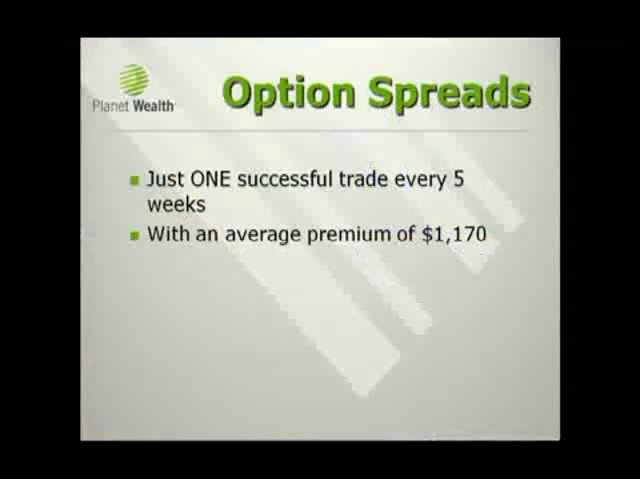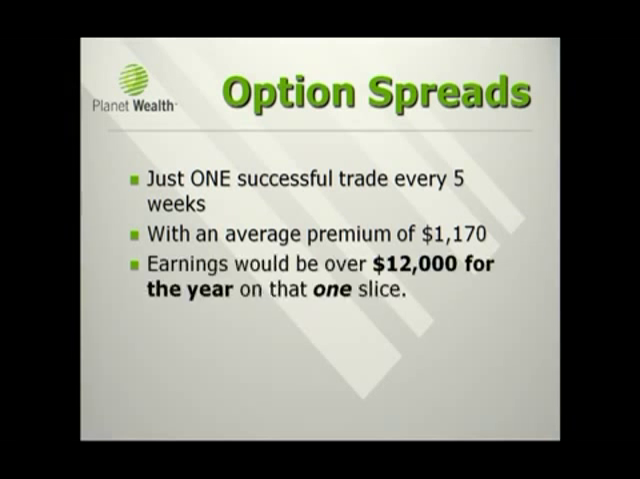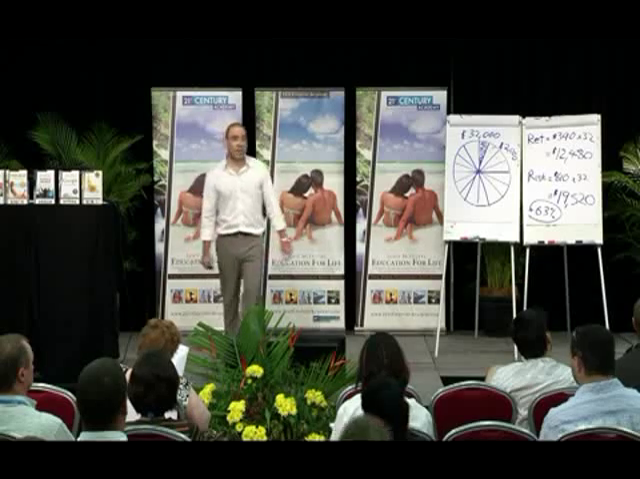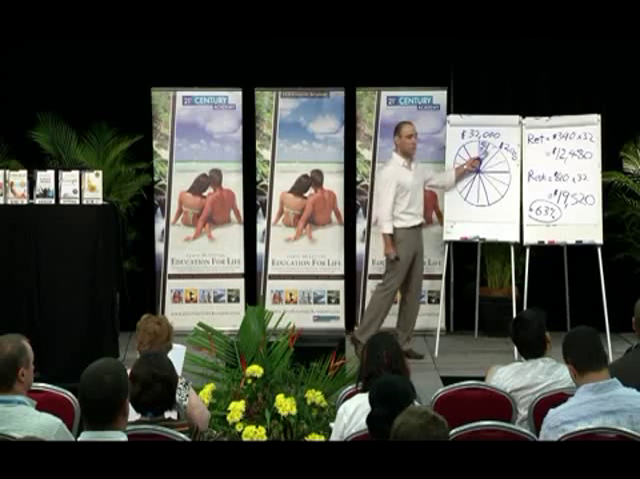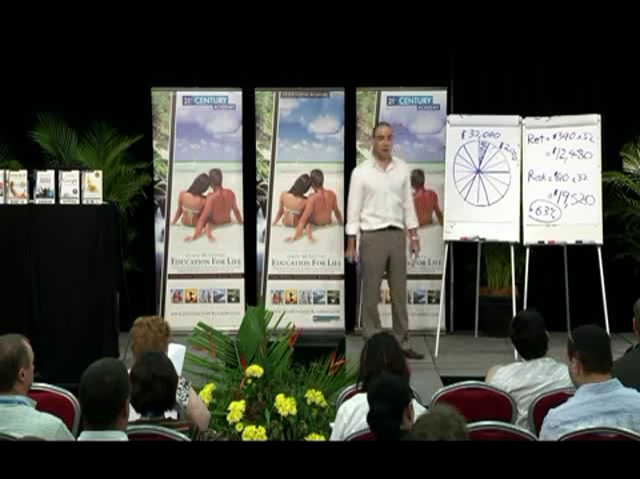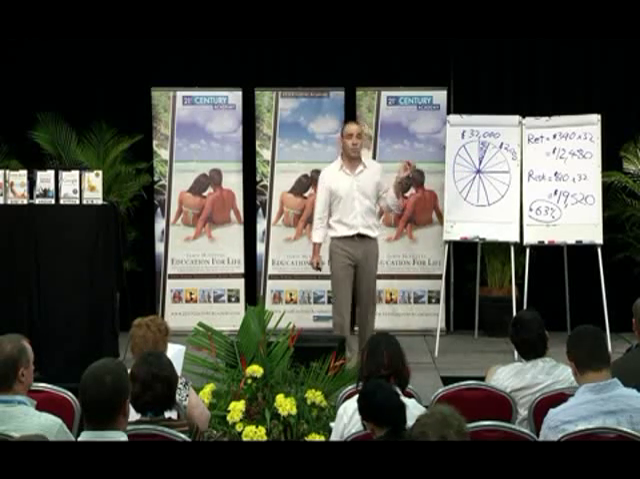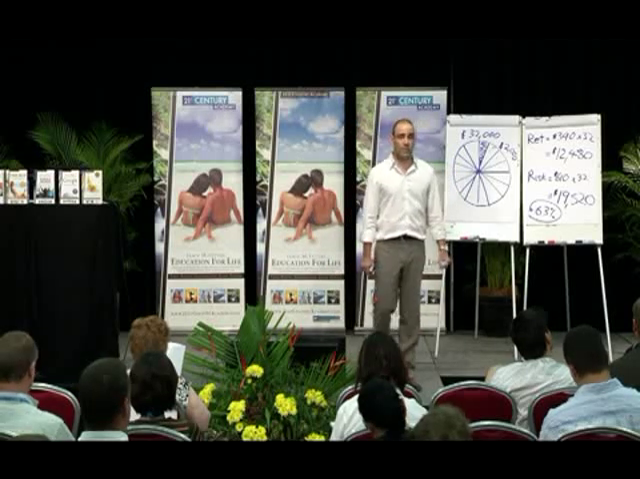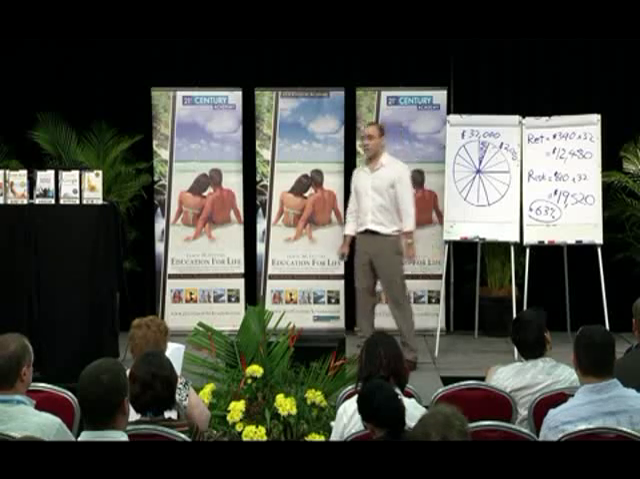So if you continued to do that, and you did one trade with one slice of pie every 5 weeks, with an average premium of $1,170, that one slice of pie would return you over $12,000 for a year, when you're never risking more than $2,000 at any one time. Imagine doing it with 2 slices of pie, 3 slices, 4 slices, and you can start to see how you can make some pretty good returns with well-managed risk. Everyone see that? Understand that?